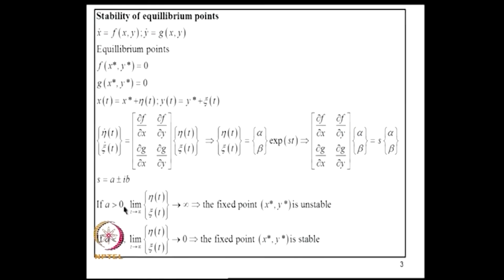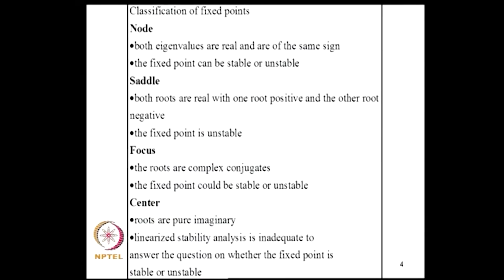After doing this eigenvalue analysis for this Jacobian matrix, we wrote the eigenvalues as a plus minus i b, and if the real part of the eigenvalue is greater than 0, then motions grow in time and the fixed point x star, y star is unstable. On the other hand, if the real part is negative, the fixed point is stable. a equal to 0 is a case where the perturbations will be periodic, so the question on whether the fixed point is stable or unstable remains unresolved. Depending on the nature of these eigenvalues, we classified the fixed points as node, saddle, focus and center.